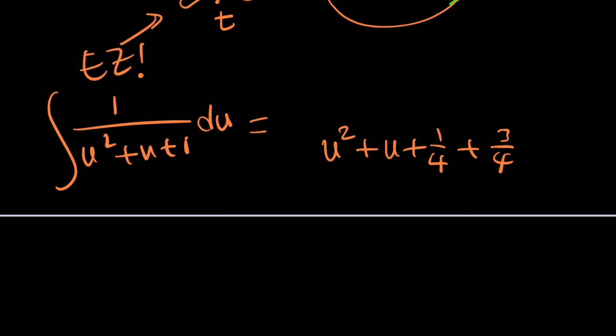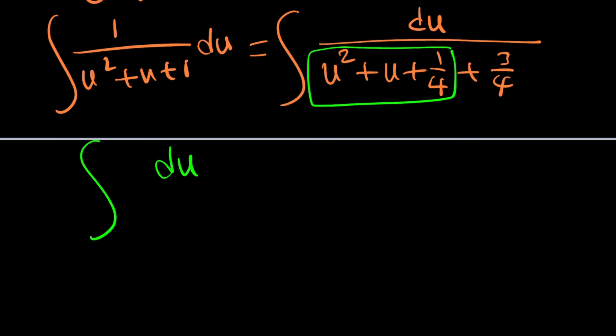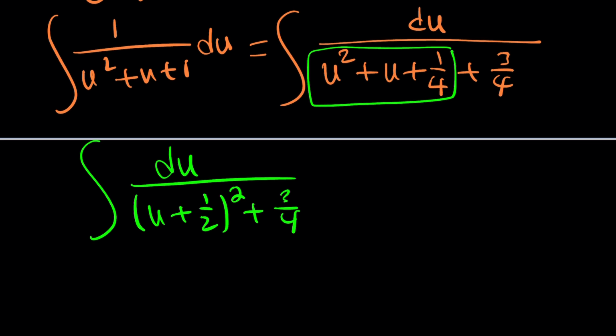Now, why did I split it up into 2 pieces like this? Because, and I can put the du here, this is a perfect square, and that's just perfect. Look at that. This is u plus 1/2 squared. How did I know that? Practice, a lot of practice. But this is basically arctangent.